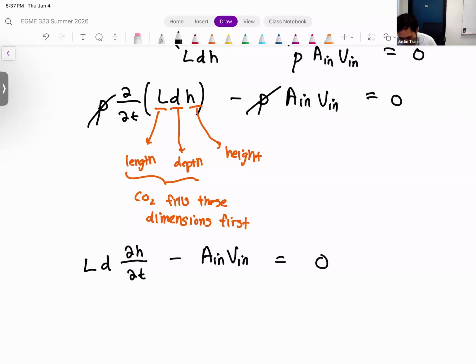The product of A in times V in here, remember, is our volumetric flow rate.